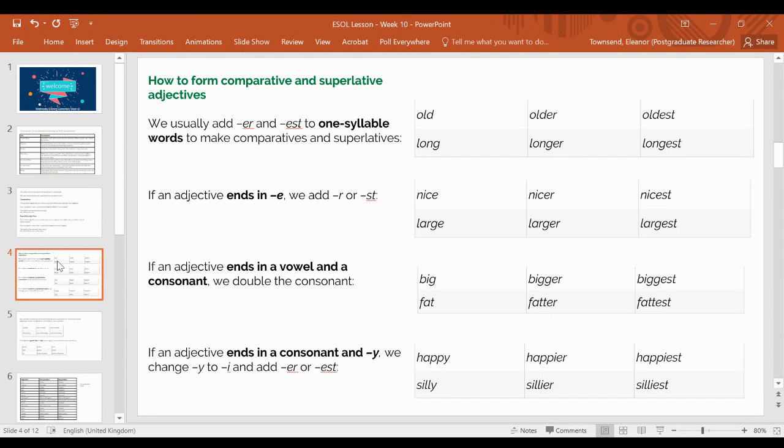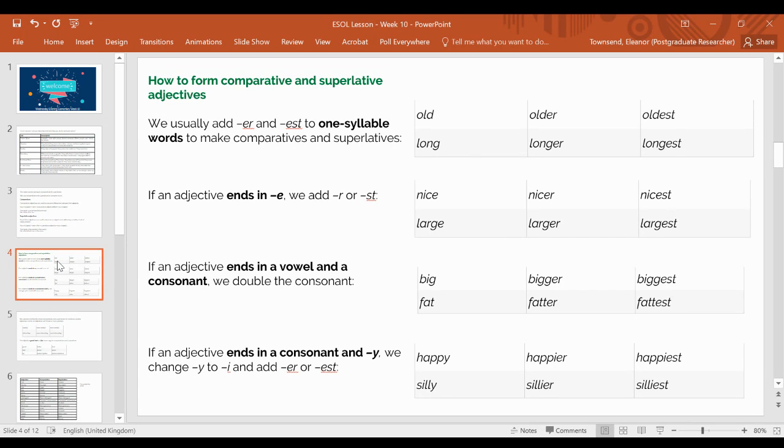So we looked at how to form comparative and superlative adjectives. So for one syllable words, so words that have one sound, old, long, nice, large, we add er to make a comparative adjective. He is older than her. My brother is older than me.